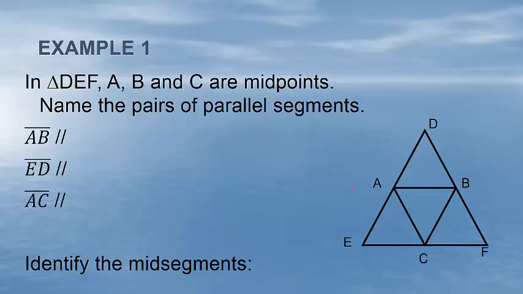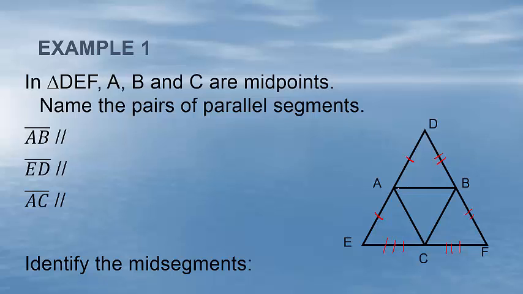So let's practice using these mid-segments. In triangle DEF, A, B, and C are midpoints. So before we do anything, go ahead and mark each pair of sides congruent. Since A is a midpoint, that means there's tick marks on either side. B is a midpoint, and C is a midpoint. That means that all of these segments inside, segment AC, segment AB, segment BC, are all mid-segments.